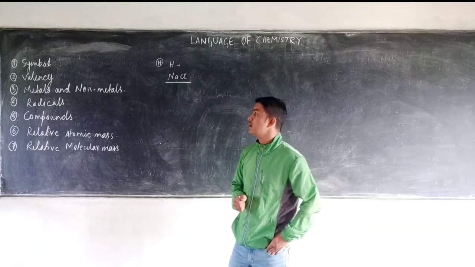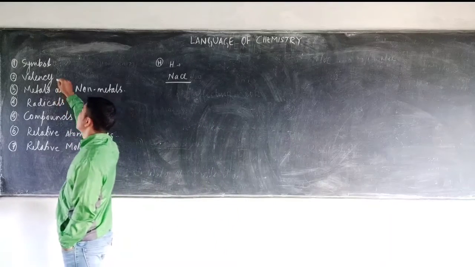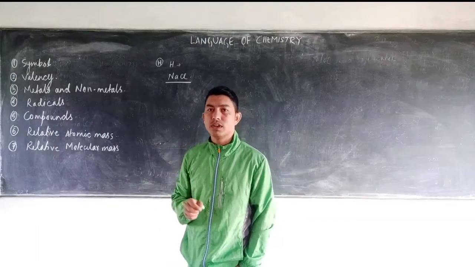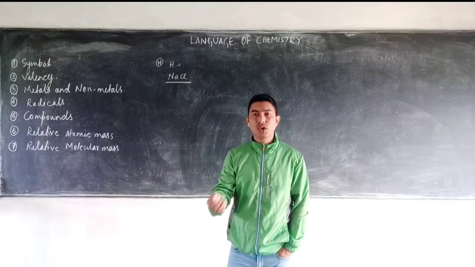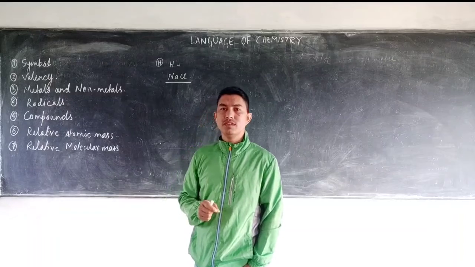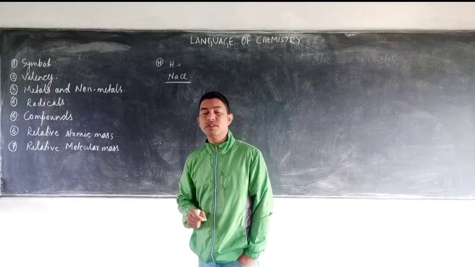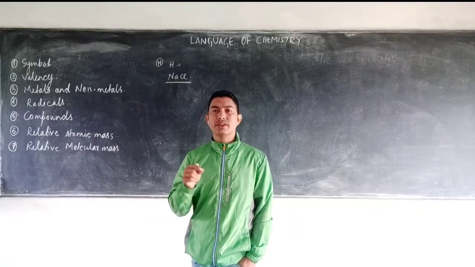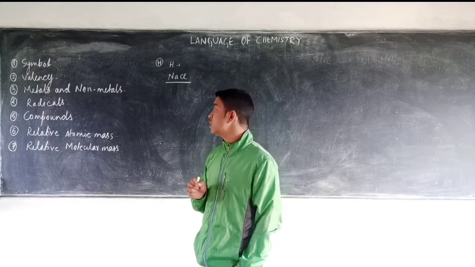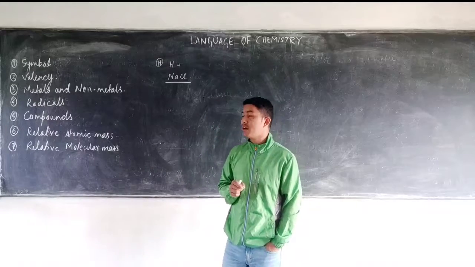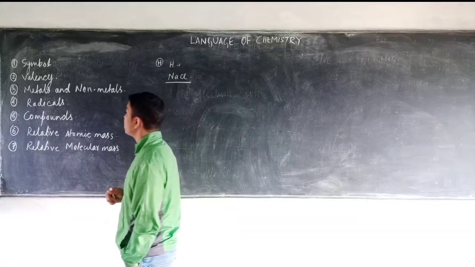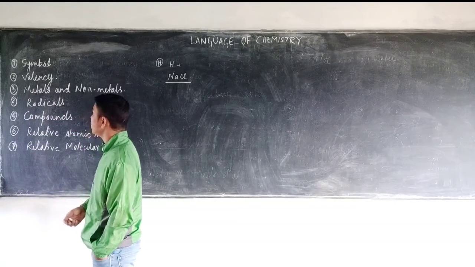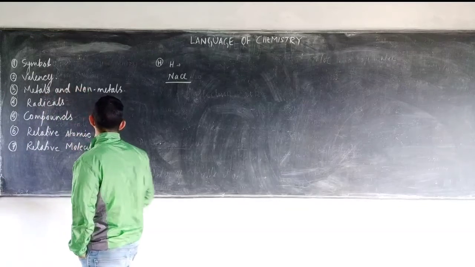Now coming to the second topic, that is valency. Till now we have studied that valency is the combining capacity of a given element or an atom. But if we go deeper, valency means the number of electrons the atom can donate or receive during a chemical reaction. And depending on whether it loses or gains electrons, the element can be classified as a metal or a non-metal.